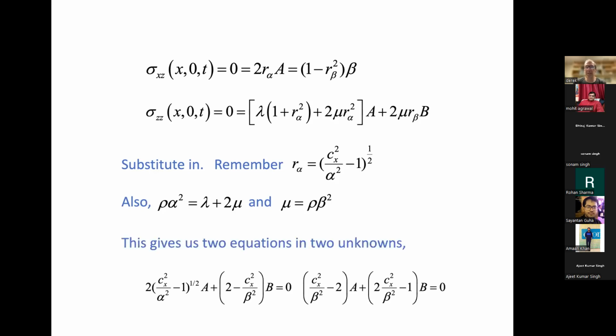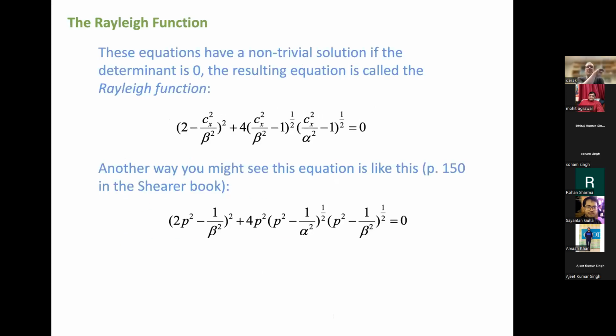This gives us two equations and two unknowns. And I'm not going to read them out, but here's the one equation, here's the other equation. And these equations have a non-trivial solution if the determinant is 0. The resulting equation is called the Rayleigh function. And it's equal to this formula here. And another way you might see the equation, this is just an equivalent formulation of it. And this is in Peter Shearer's book.